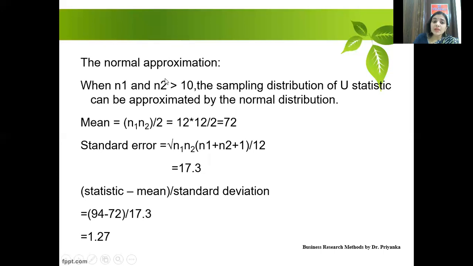Normal approximation: when N1 and N2 are greater than 10, the sampling distribution of the U statistic can be approximated by the normal distribution as well. Then the mean would be equal to N1 times N2 divided by 2, that means 72. The standard error would be calculated as the square root of N1 times N2 times (N1 plus N2 plus 1) divided by 12, and this comes out to be 17.3. The statistic minus the mean divided by the standard deviation gives the normal approximation value, and that is 1.27.